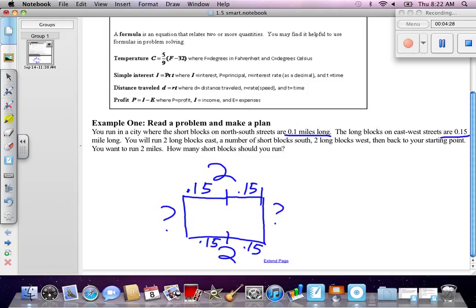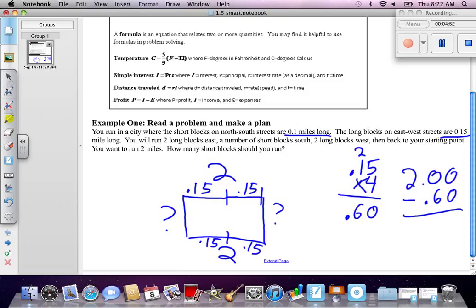And then what would I do to find out how many I have left to run? Subtract. Okay, so we've got 0.15. I'm going to times it by 4. That's the same as adding it 4 times, right? 4 times 5 is 20. 4 times 1 is 4, 5, 6. And I have 2 decimal places. Okay, well I want to run 2 miles. So I'm going to take 2 miles and subtract 0.60 from it.